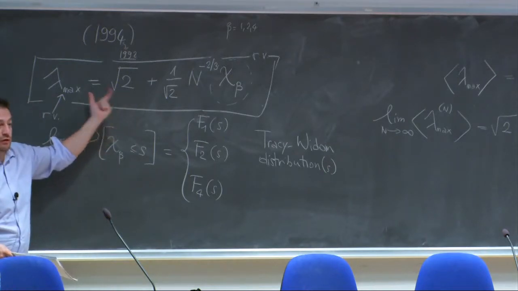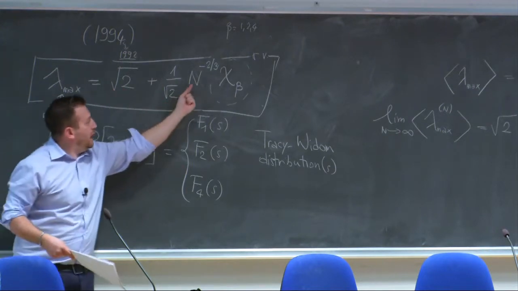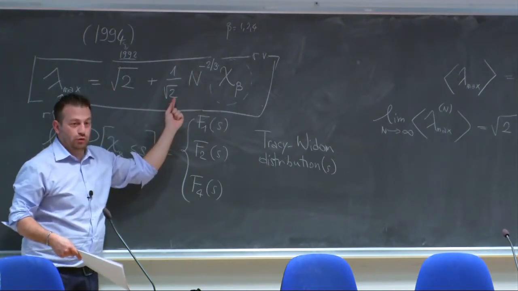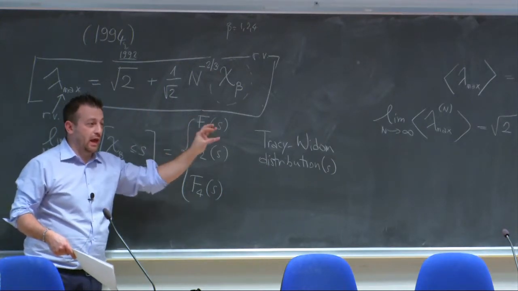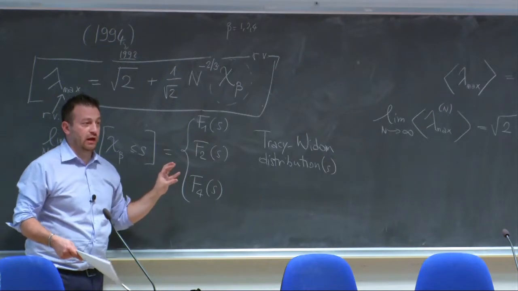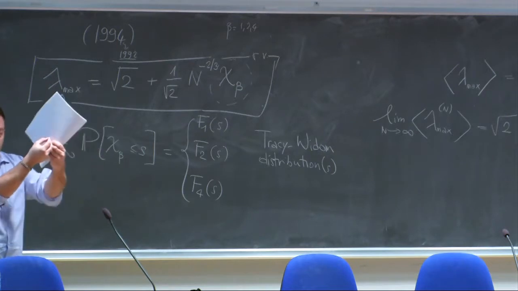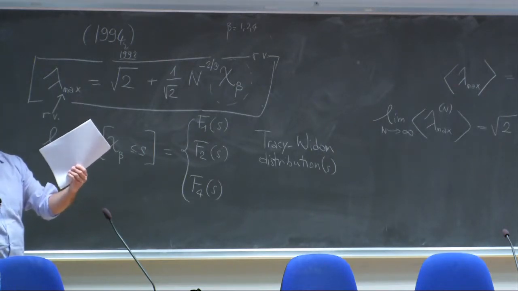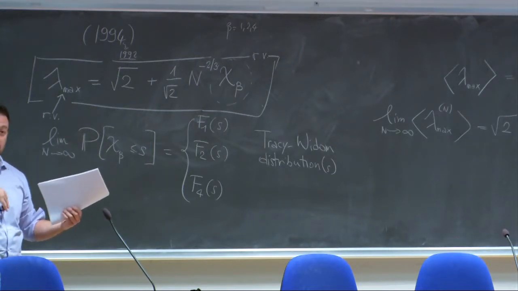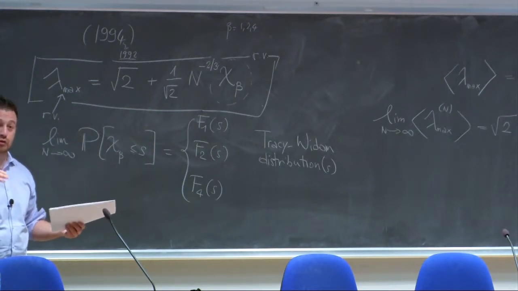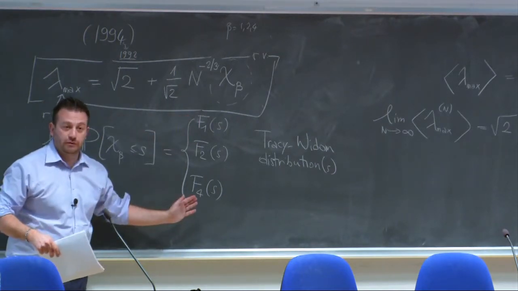Just to make contact with the case of IID random variables, here root 2 and n to the minus 2/3 over root 2 are the analog of the scaling constants an and bn in the case of the IID random variables. Okay, so you take your random variable, you bring it to the mean value, you scale it by the scale of typical fluctuation, and what remains in the limit n to infinity has a non-trivial distribution which is n independent. This non-trivial distribution is given by these functions.